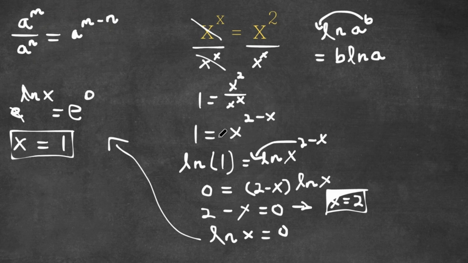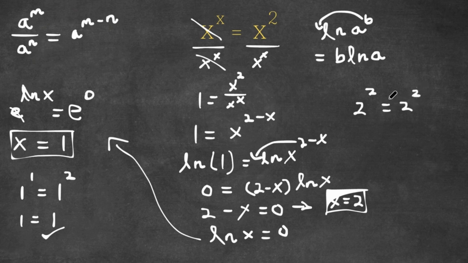And now let's go ahead and plug them into our equation. So if we first plug in 1, we get 1 to the power of 1 is equal to 1 squared. 1 to the power of 1 is 1. And 1 squared is also 1. So this is right. Now let's check x equals 2. We have 2 to the power of 2 is equal to 2 to the power of 2. 2 squared is 4. So we have 4 is equal to 4. And this is right as well. So our two solutions are x equals 1 and x equals 2.